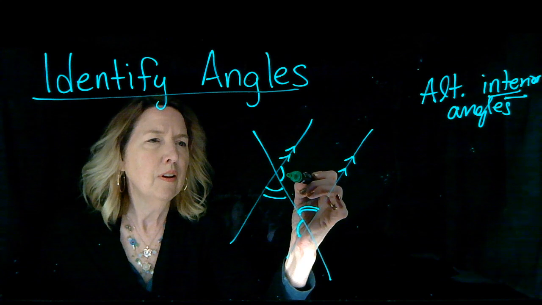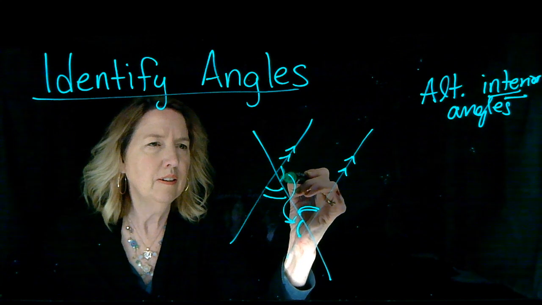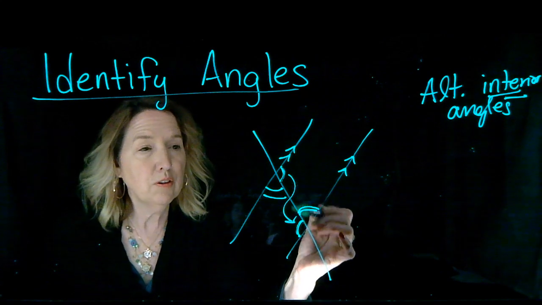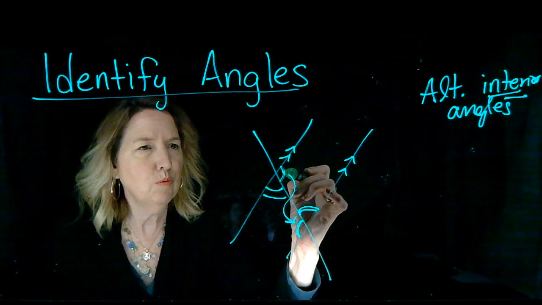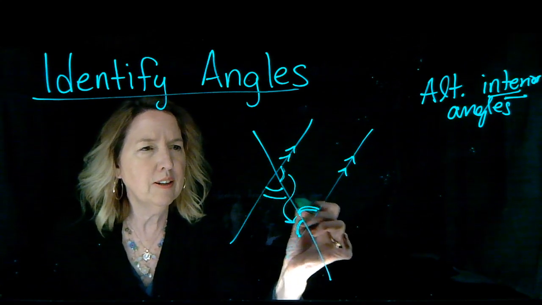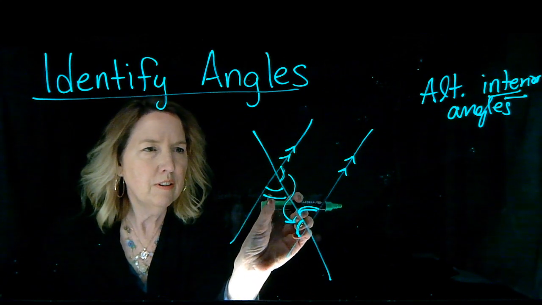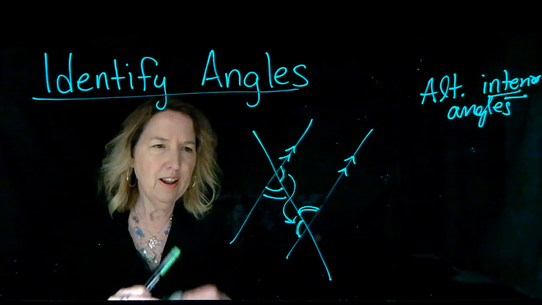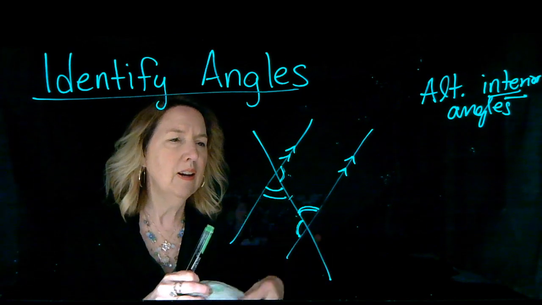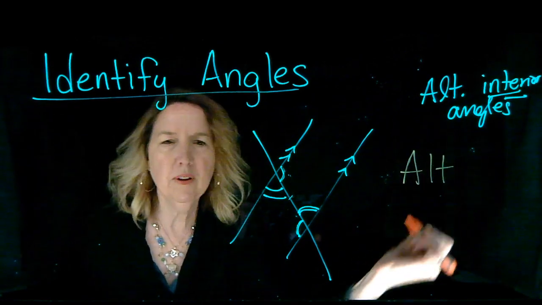Alternate means across the transversal. This one and this one. These are alternating. And notice they're also congruent to one another. I used one arc here, one there. And these two arcs indicate a pair of alternating interior angles. And I'm just going to clear this up a little bit and point out some alternating exterior angles. Let's try another color. Let's see if that shows up.